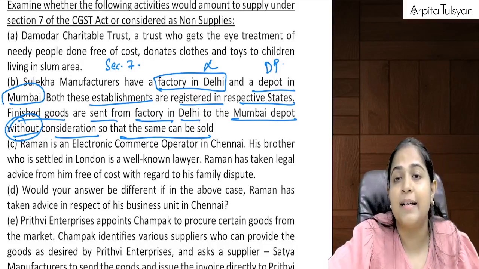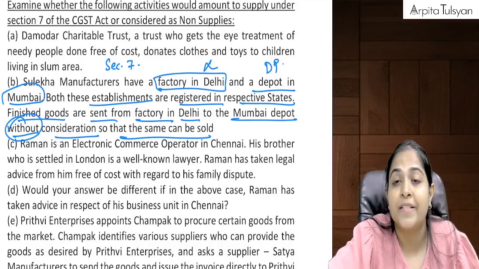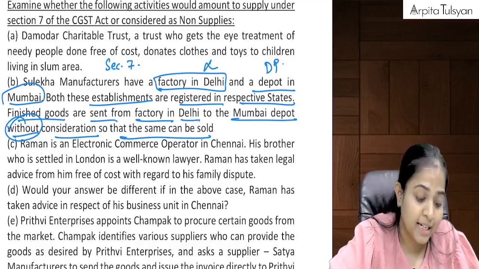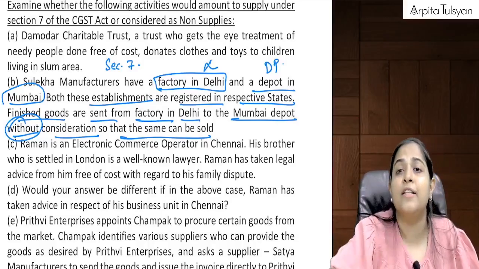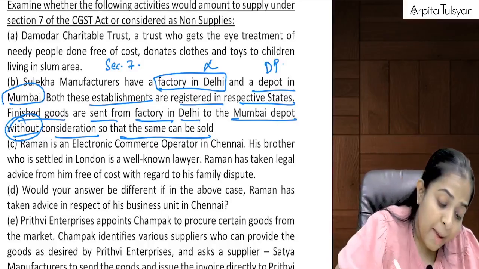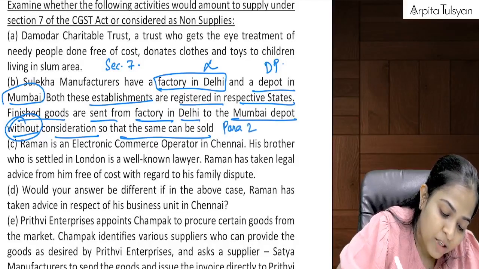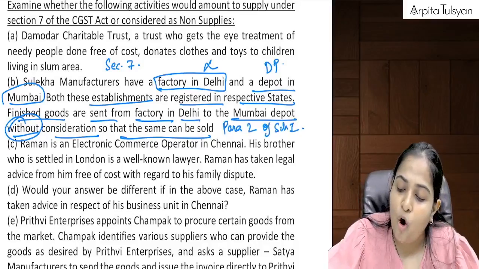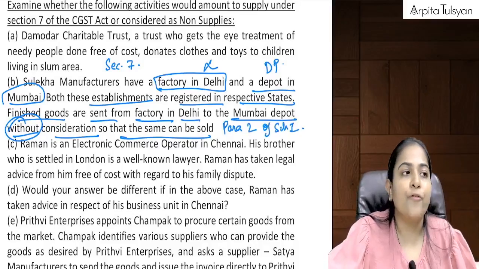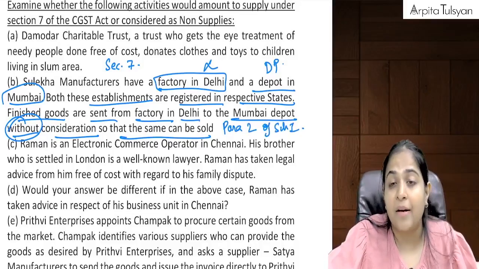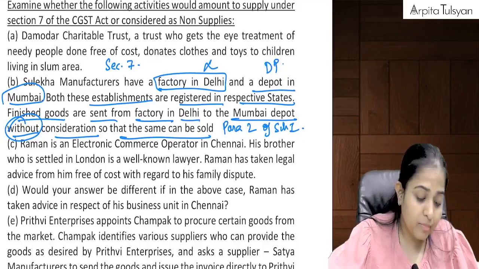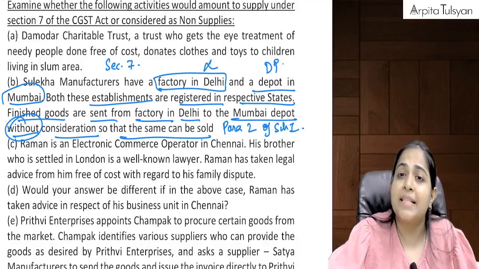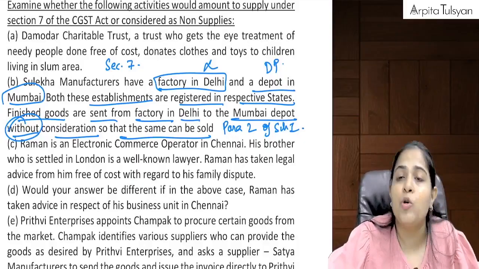So this will be considered a supply of goods between related persons or distinct persons or establishment of distinct persons in the course or furtherance of business for zero consideration. Can we say here we are hinting towards para number 2 of schedule number 1? Yes, so the first paragraph will write our main provision, that is as per section number 7(1)(c) read with para number 2 of schedule number 1.